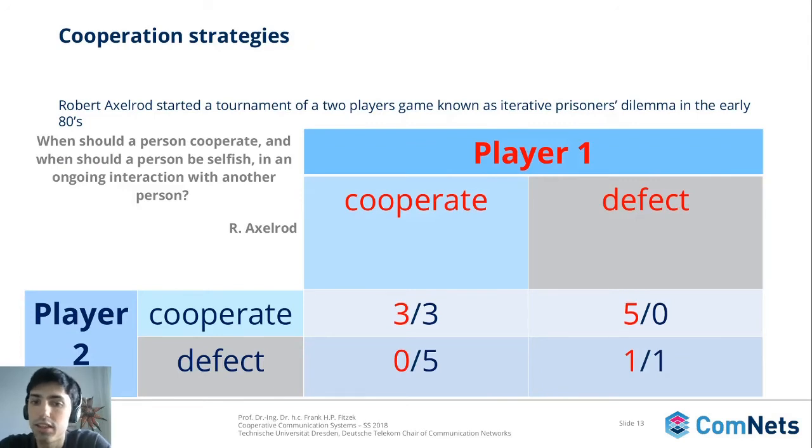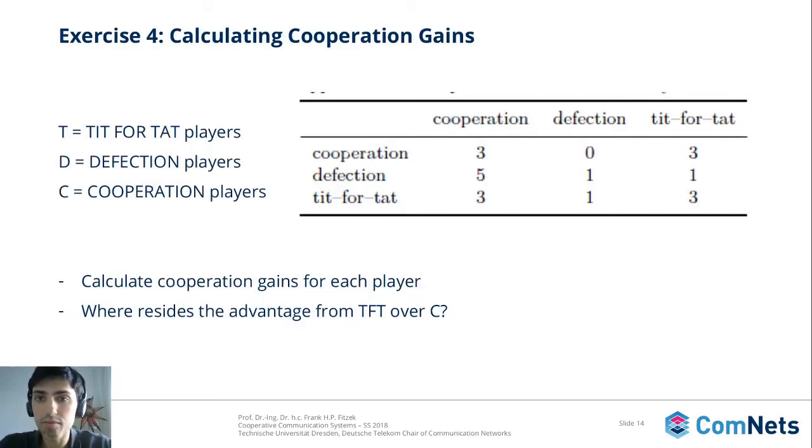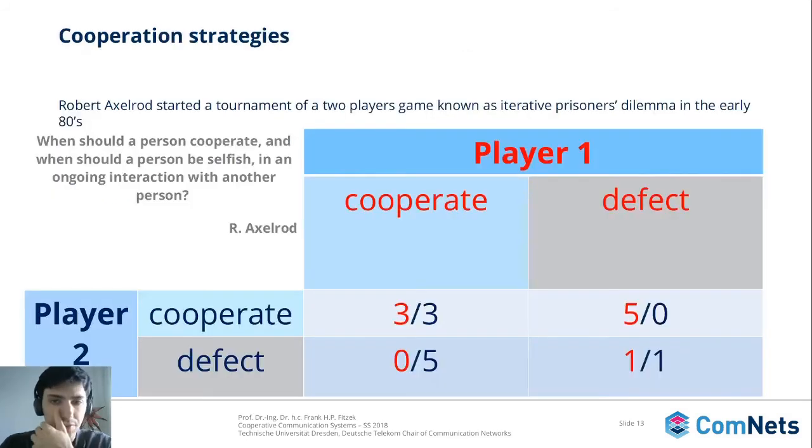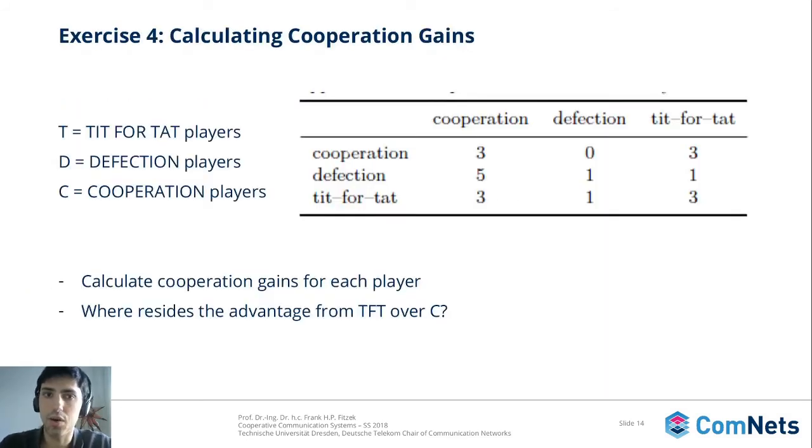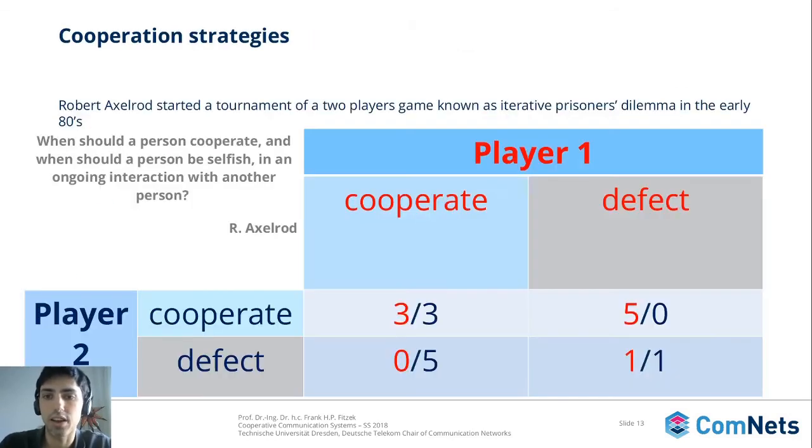Okay, so let's try this with values. We get this table with some values for temptation, some values for sucker, some values for the reward, and some values for the penalty. Good. So these 4. So what we can do is put this table into a different kind of table, which is this one, where we put cooperation, defection, and then, now we are going to do this, how many players we have.